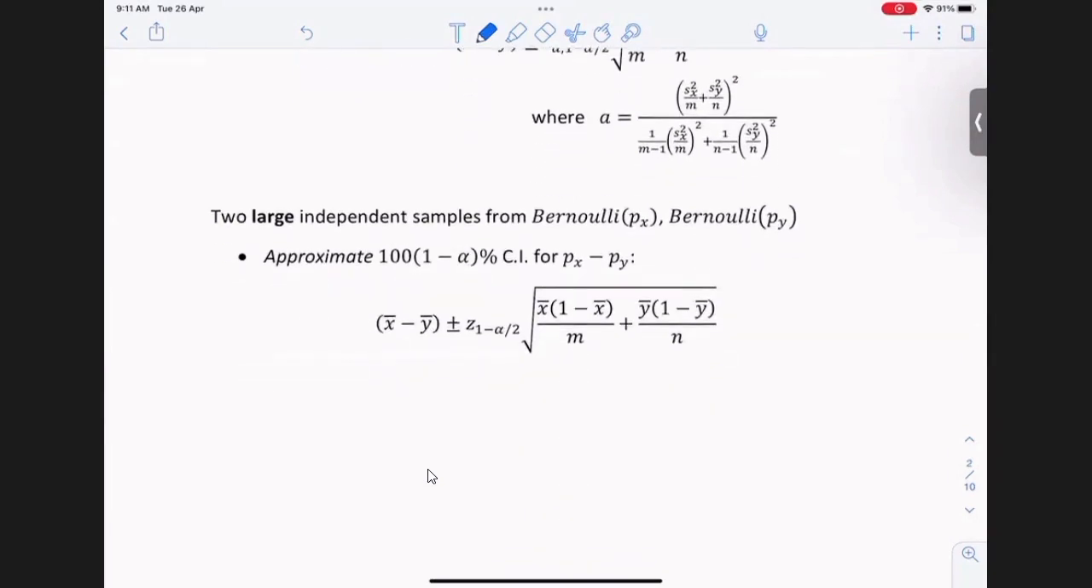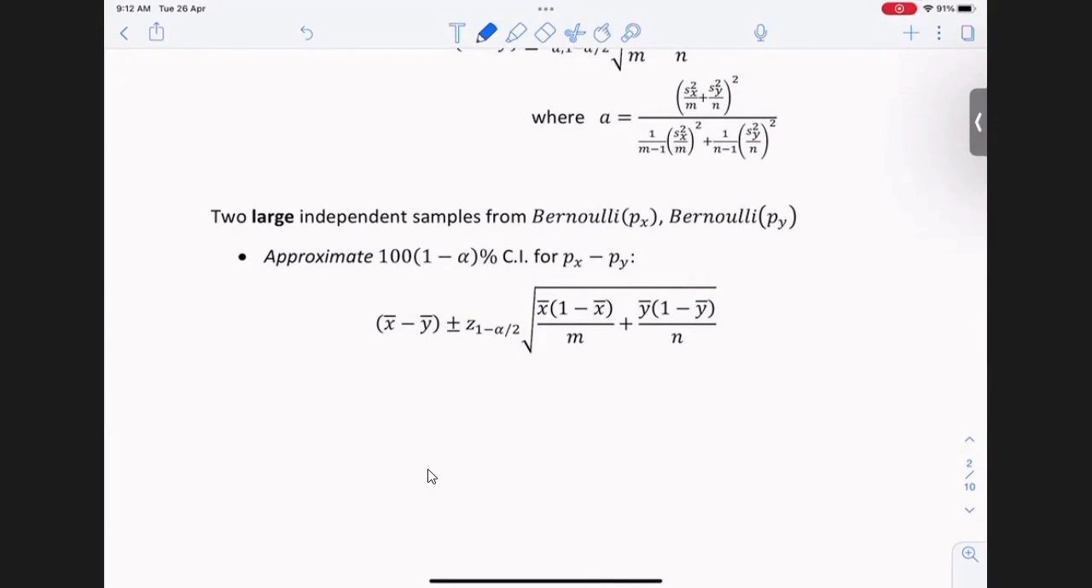And finally, for two sample comparison, we may also compare two population proportions. From two populations, we have two samples independently drawn from two populations, and we are interested in comparing the proportions. And the confidence interval is obtained by this.